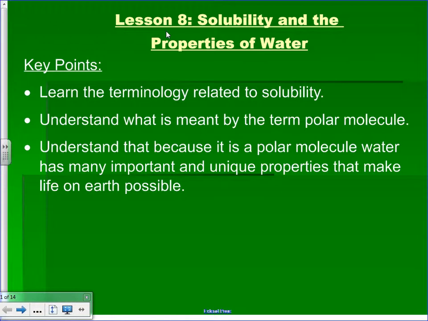All right. Of course, water is obviously very important to us. Okay, without it, there would be no life on Earth. So, okay, it's important actually that some of these properties are present, some of these strange behaviors, because they make life possible. All right, we'll go over what those are. All right, so we're going to look at terminology related to solubility. Okay, solubility is what?